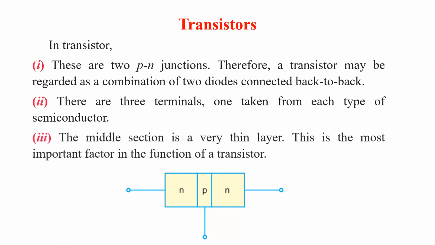And basically, the middle section is a very thin layer, and that is called the base of the transistor, and that plays a very important role in the function of the transistor. We'll discuss that while discussing the working of the transistor in the next section. So here we have to remember that a transistor contains three semiconductor regions, and it contains three terminals coming out of each region, and a transistor has two PN junctions in it. This is one PN junction. This is the second PN junction. Okay. So the middle region is very thin, and that has a very important function in the working of the transistor.